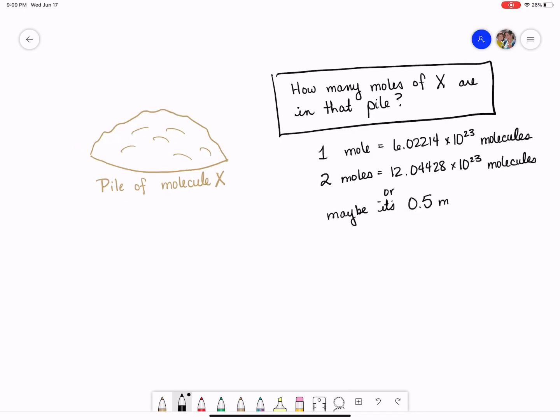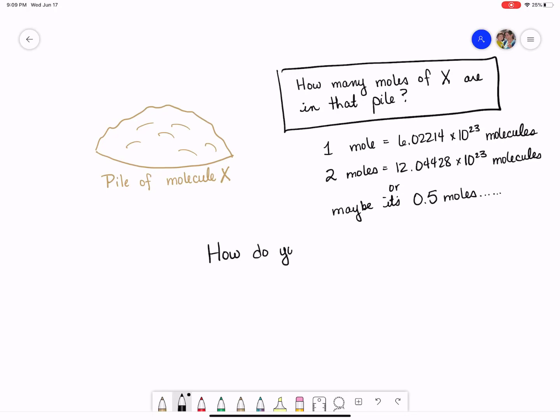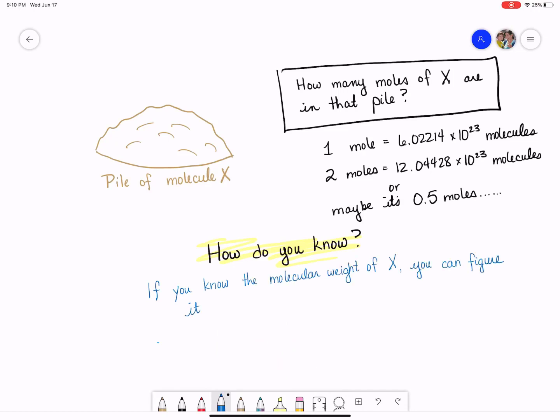So how can you figure out how many moles you have? Well, if you have the weight of the substance and you know the molecular weight of the molecule in that substance, you can figure out how many moles there are in that batch. So we're going to use some examples to illustrate this.